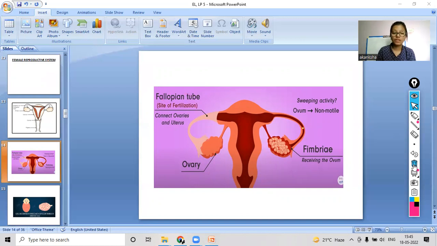Yes, there is a fallopian tube. It connects ovaries to uterus. Yes, very good. Then there is membrane. Okay, yes, it is receiving the ovum. Yes, very good. Okay, okay.